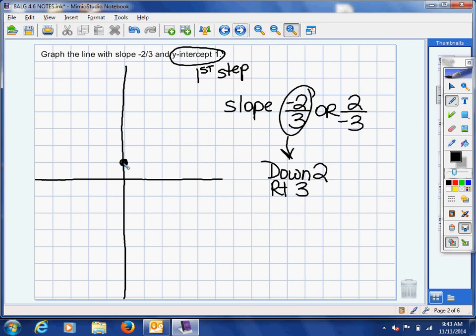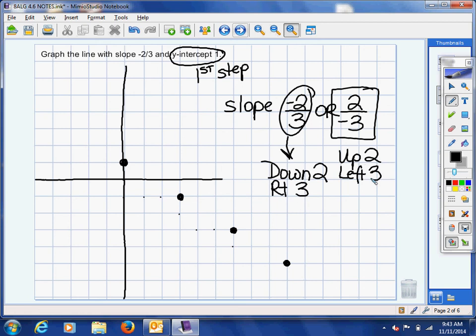Get it there. Now, let's go down 2, right 3. Mark your point. Down 2, right 3. Mark your point. Let's do one more. Down 2, right 3. Awesome. That looks great. Now, let's do the other version. Let's come over here and let's do up 2, left 3. That's what 2 over negative 3 means.